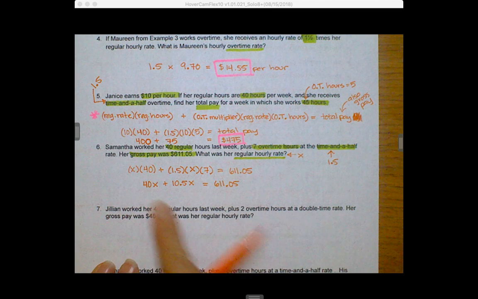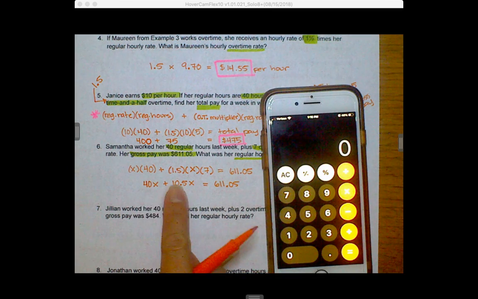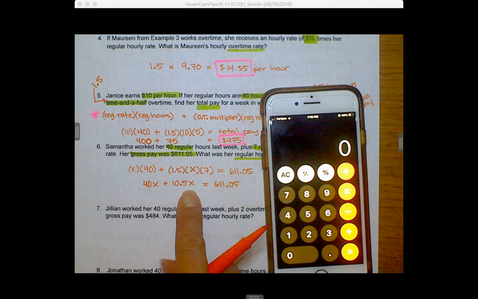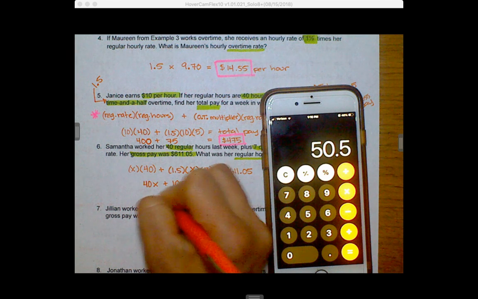Okay, next, I'm going to go ahead and combine my like terms. So I'm going to add 40 and 10.5 because you have 40 x's and 10.5 x's, right? It's just like adding 2x plus 3x. It's 5x, right? So 40x plus 10.5x is giving us 50.5x.